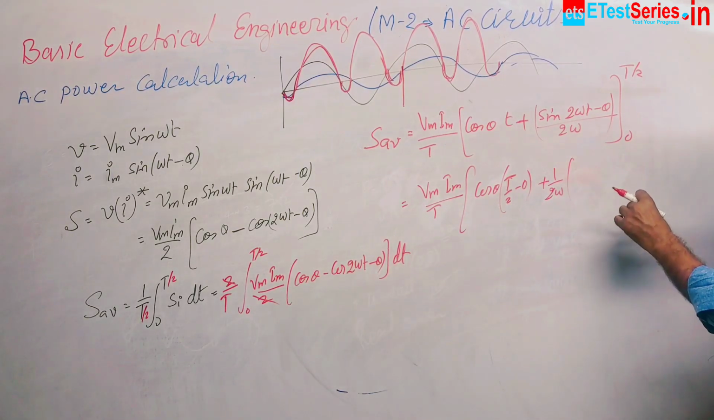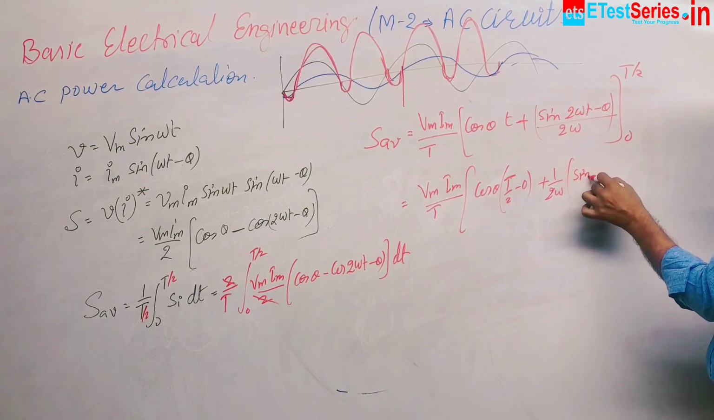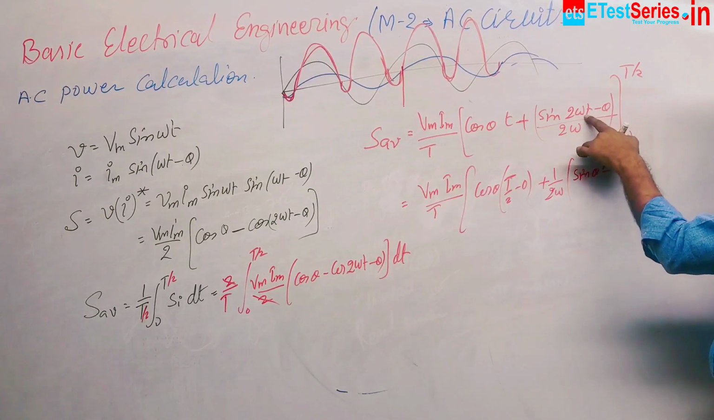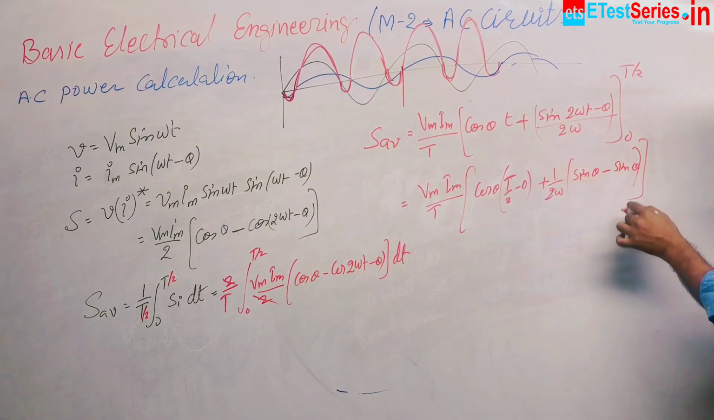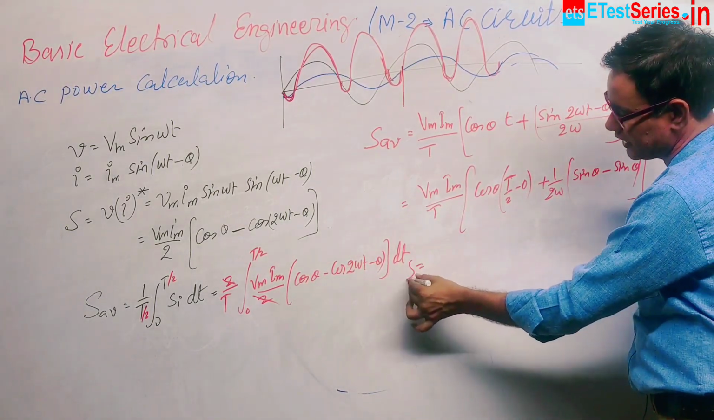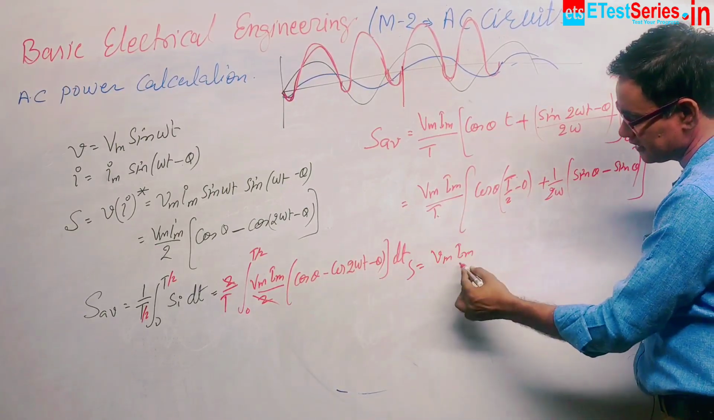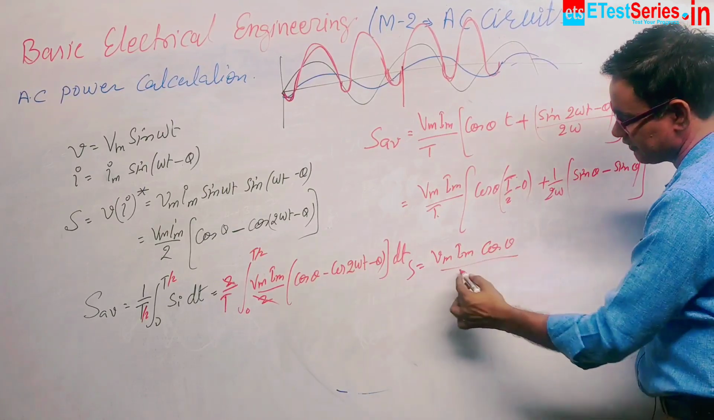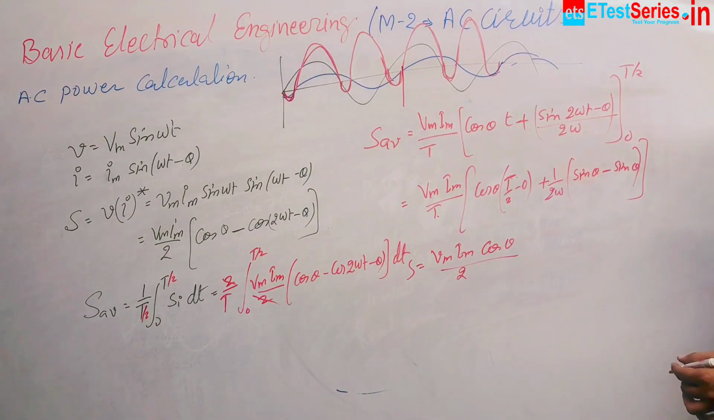So sine gives 0 value, but it is sin theta, minus. When we put t equal to 0, it gives the sin theta. So it is sin 0, so S is equal to Vm Im, and this t by t gets cancelled out, cos of theta divided by 2. So this is not the average value, it does not give the average value.